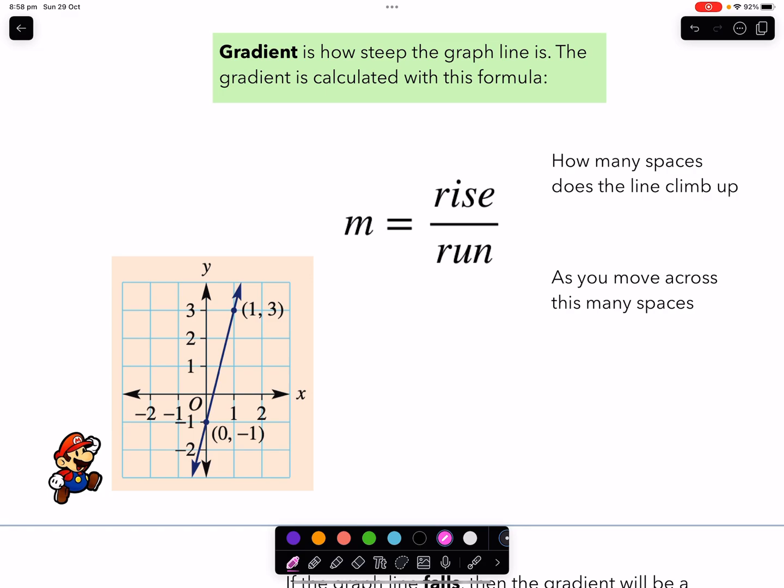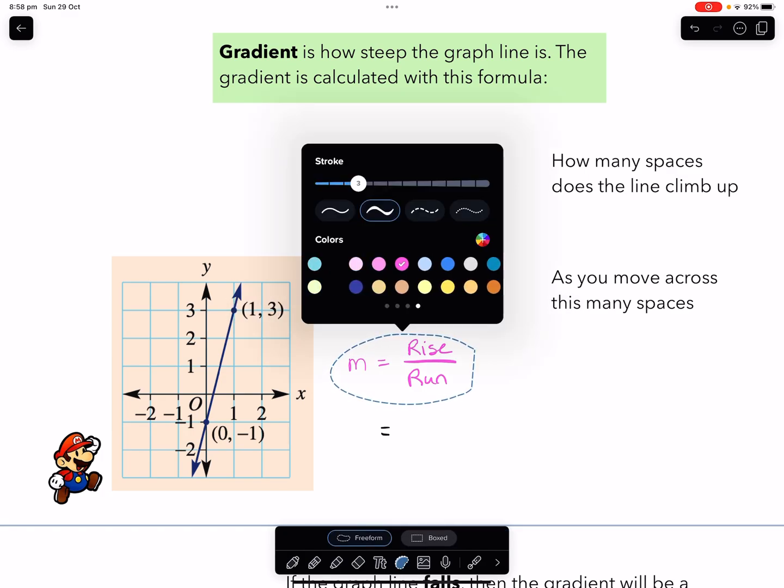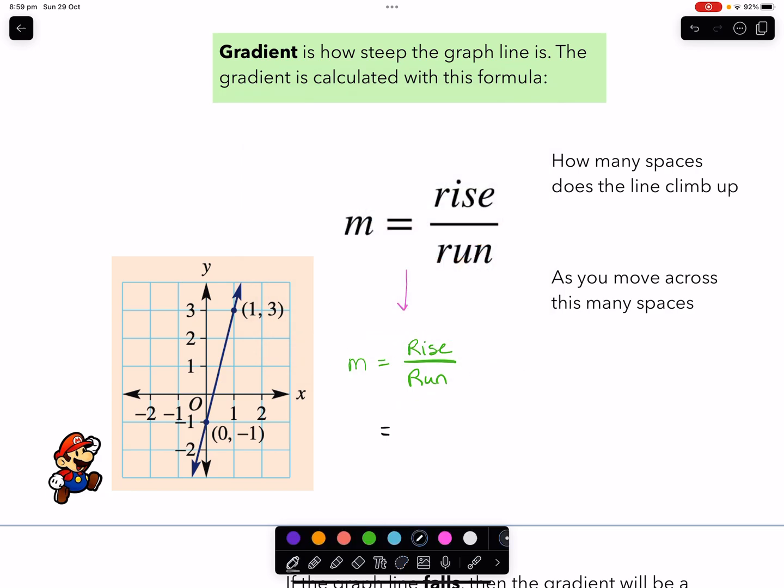I'll copy my rule here: M equals rise over run. Actually, I should have used green because that's what I've got in my title. Sorry about that, keep it consistent. I'm going to grab some numbers from this graph. I've got these two spots. There's a coordinate right here located at 1 and 3, that's the X value and the Y value, and they're giving me another data point down here, where X is 0 and Y is -1.